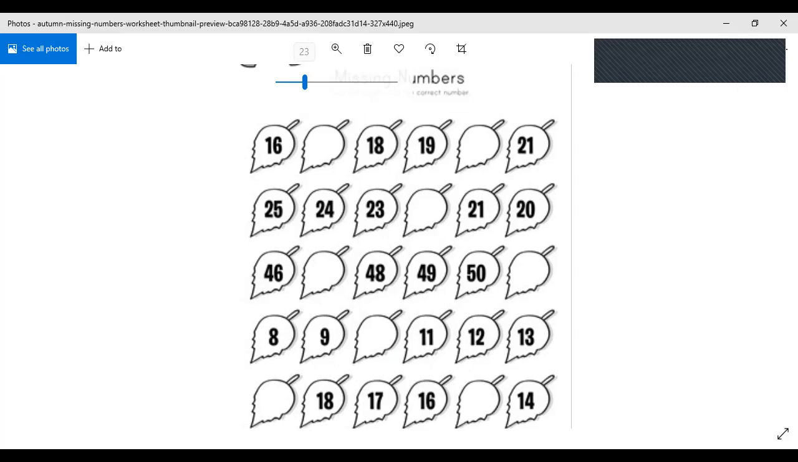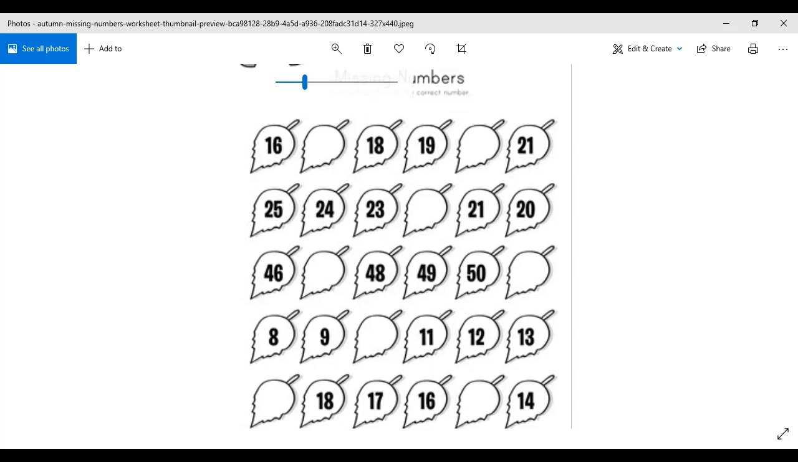Okay, consider this picture. Is my screen visible? Okay, great. These are some beautiful autumn leaves which are drawn for you, and some of the numbers are missing within these numbers which are already written, and you are supposed to guess what number will come in between or after any number. Okay, so let's start from 16. What comes in between 16 and 18? Who is going to tell me? Number 17. Very well done.